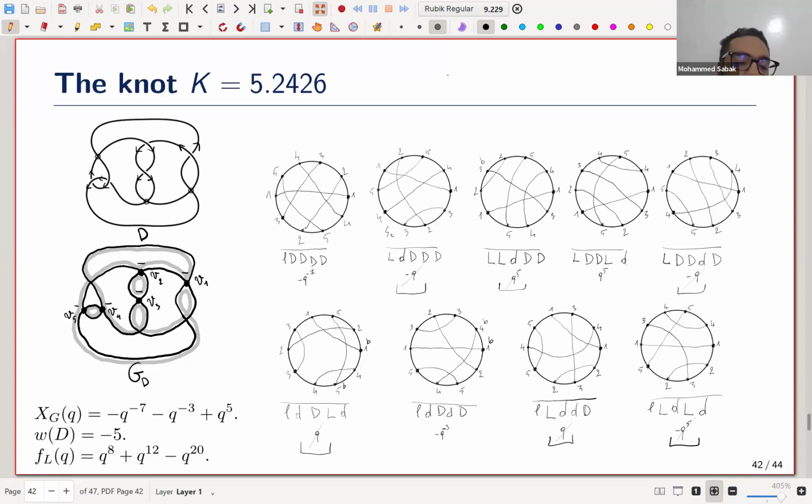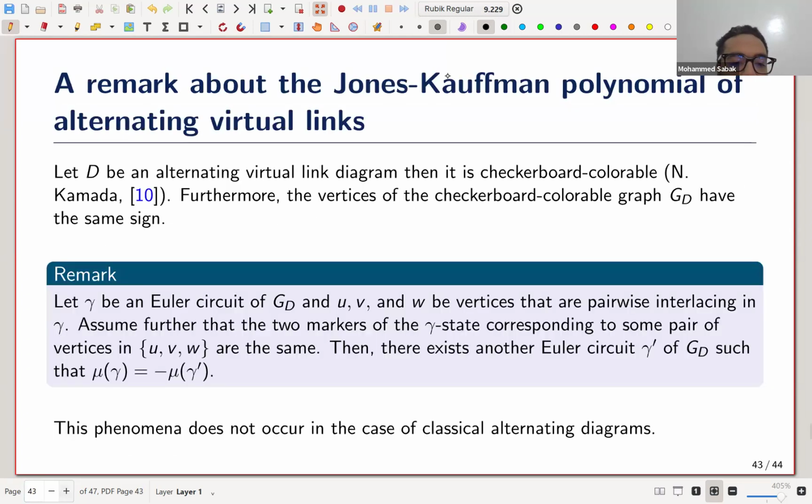But in the virtual case, we see that despite the fact that D is alternating, and we have the Euler circuits here, there are some Euler circuits that will give opposite monomials, and this will give us a non-alternating polynomial. And actually, under some conditions, we can always have this phenomenon in the virtual case.